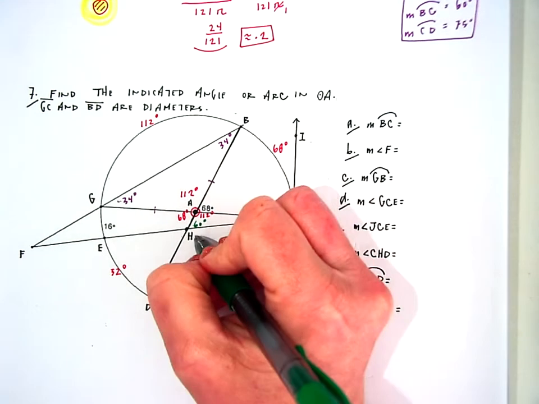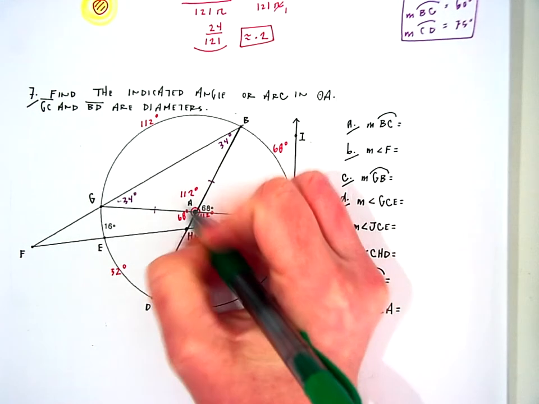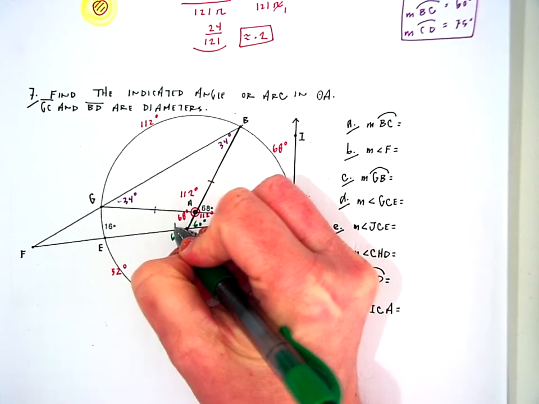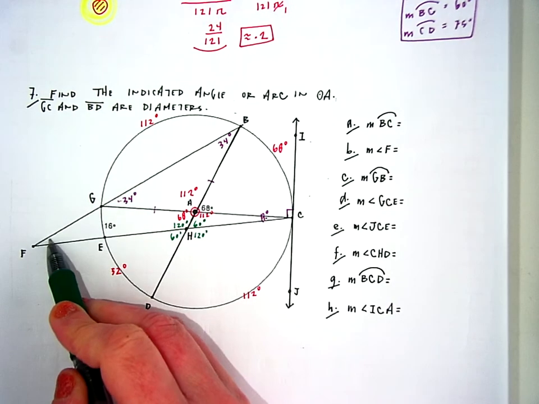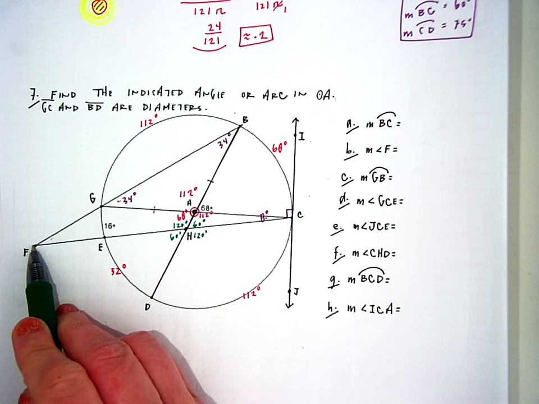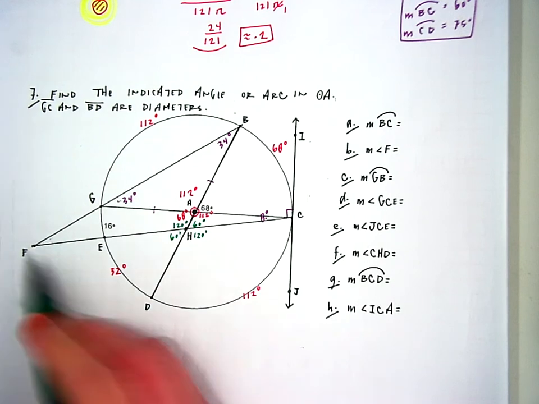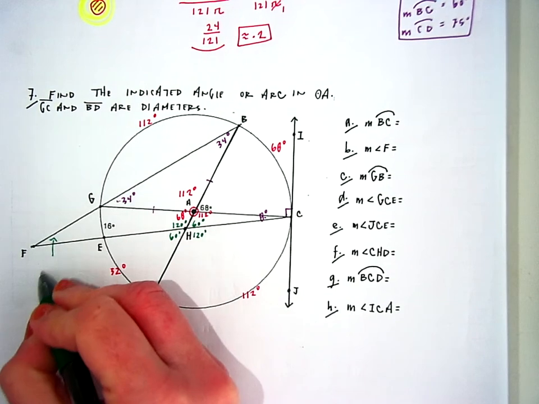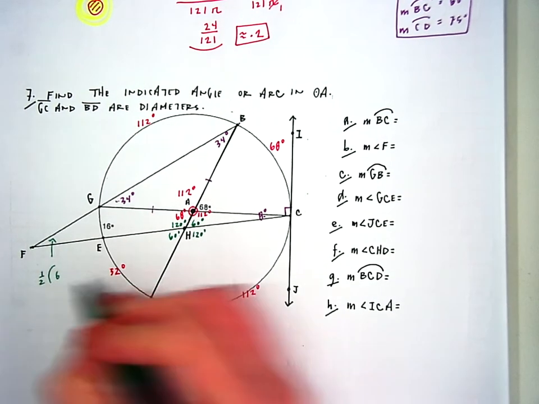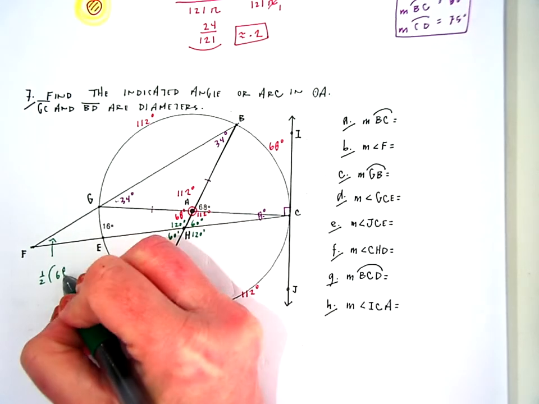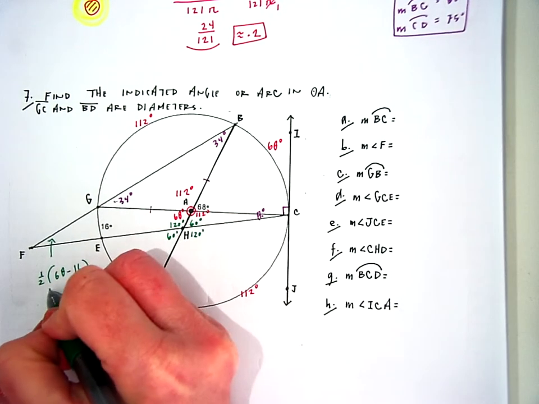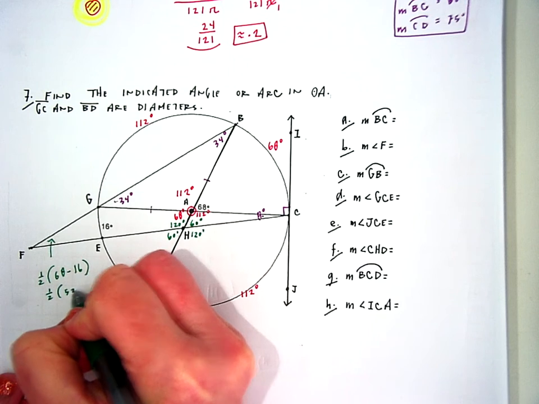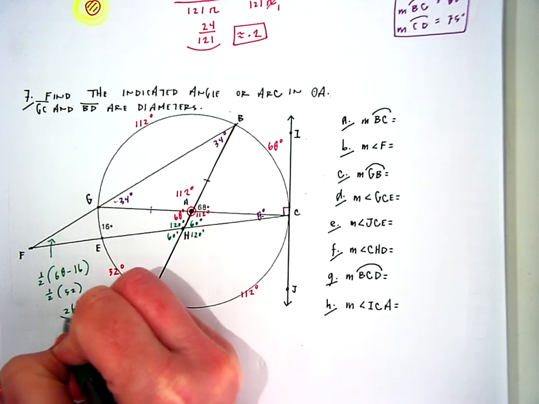All right, then any linear pairs. So here 120, here 60, here 120. All right, last angle to get is this one right here. So here the vertex is outside the circle, so I know it's going to be 1/2 the difference between the two intercepted arcs. So I'm looking at 1/2 of here, 68, take away right here, 16. So I'm looking at what is half of 52, and I get 26 degrees.